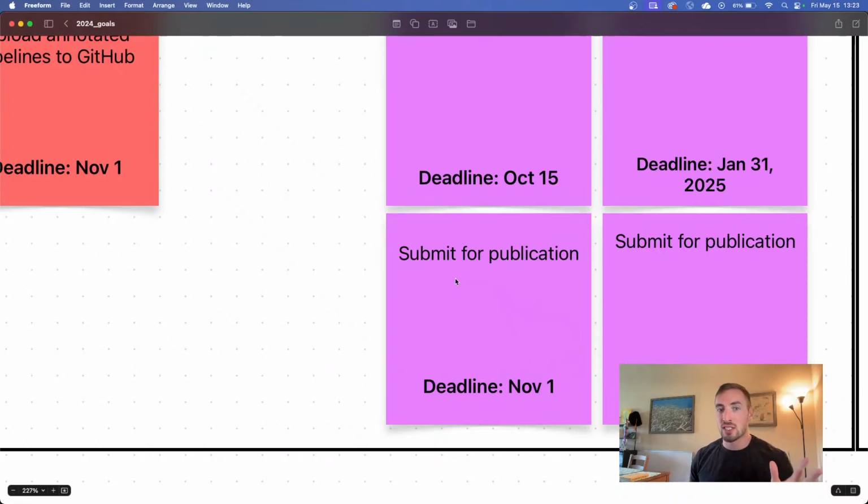So for this project, this chapter 3, we're just going to call it chapter 3, I had set a deadline to submit for peer-reviewed publication, or for peer review, by November 1st, and this was in 2024. So these were my goals for 2024. Now that I know when the end is and what the end goal is, I like to work backwards and reverse engineer everything involved to get to this point.